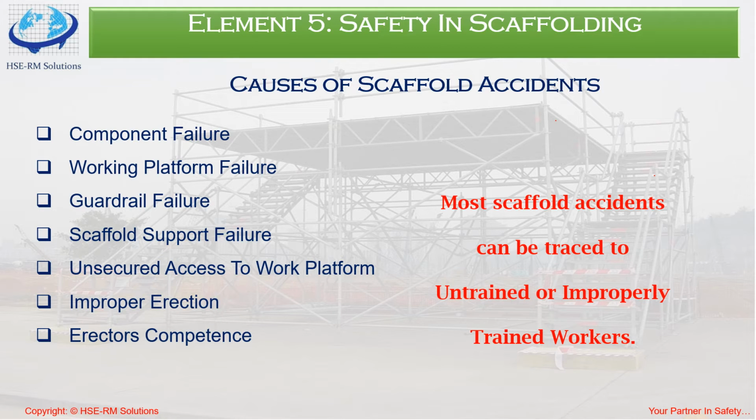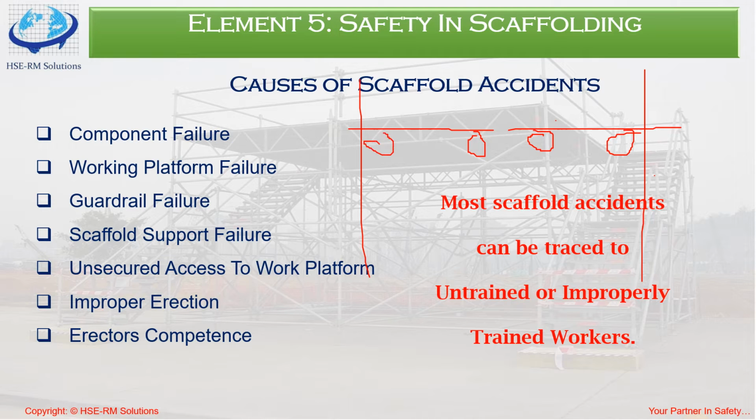And a working platform should always be straight. And to make them straight, what you have to do is use transoms below the work platforms or the gullies to ensure that they are properly aligned in a straight way. The second most important element is the guardrail.